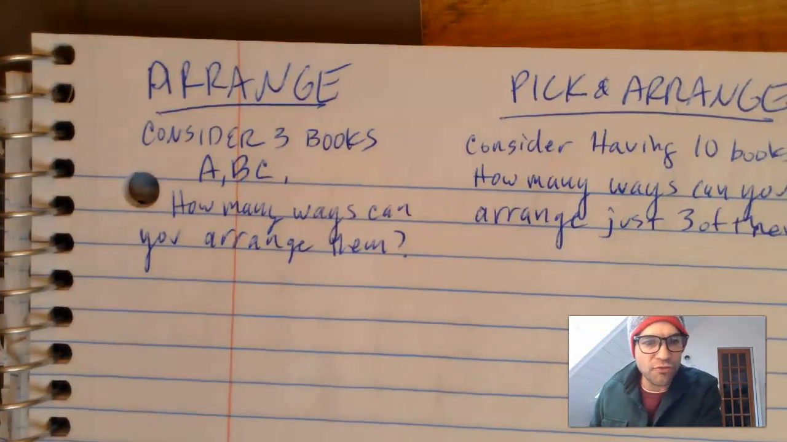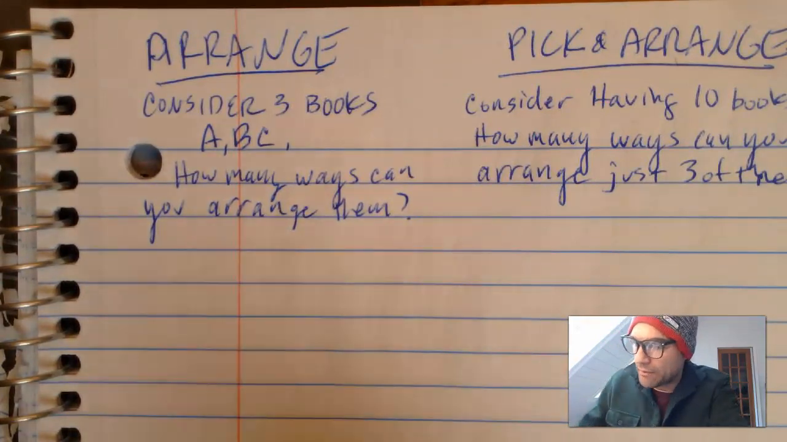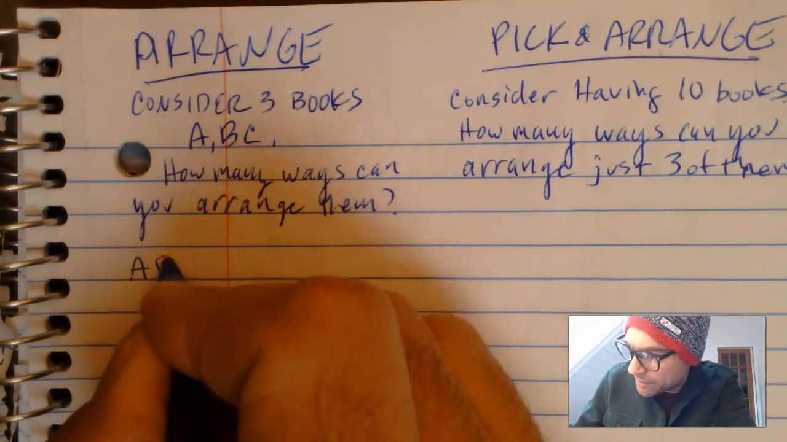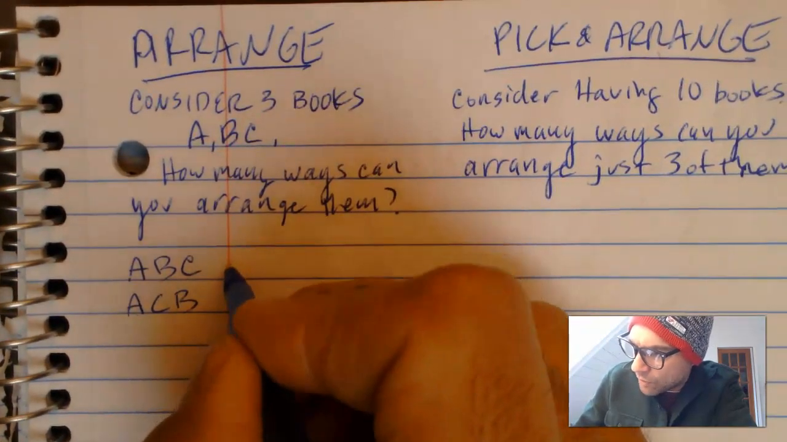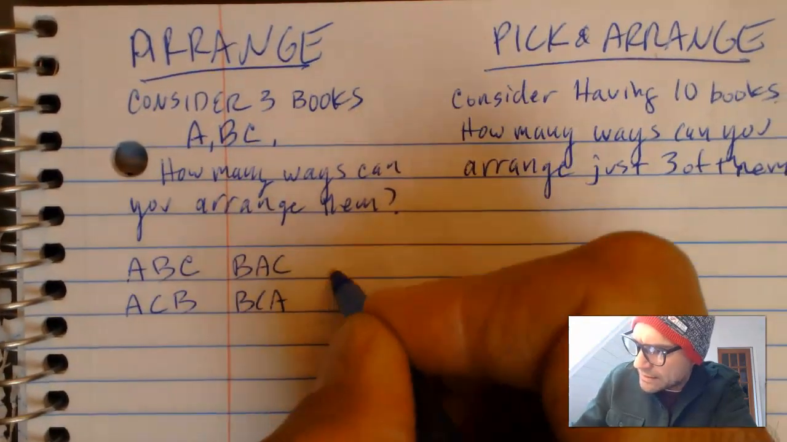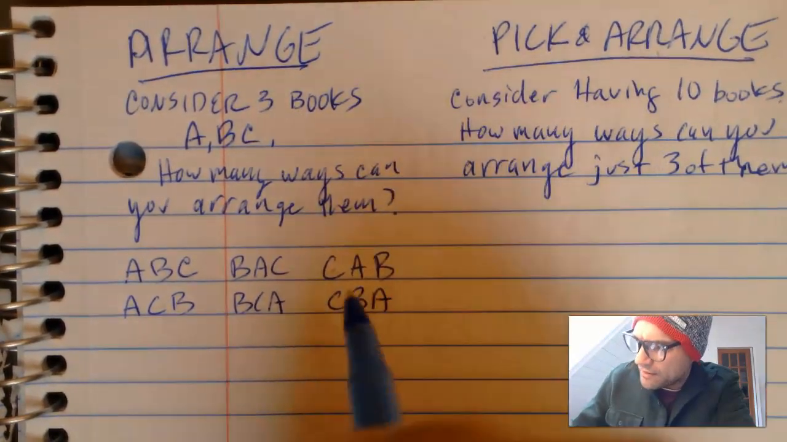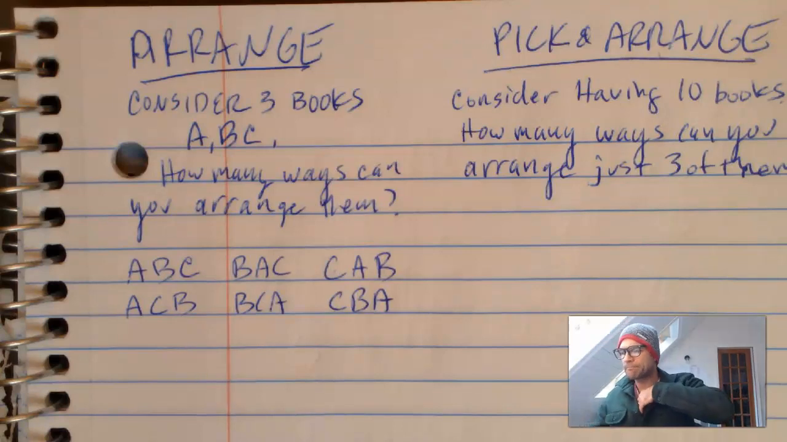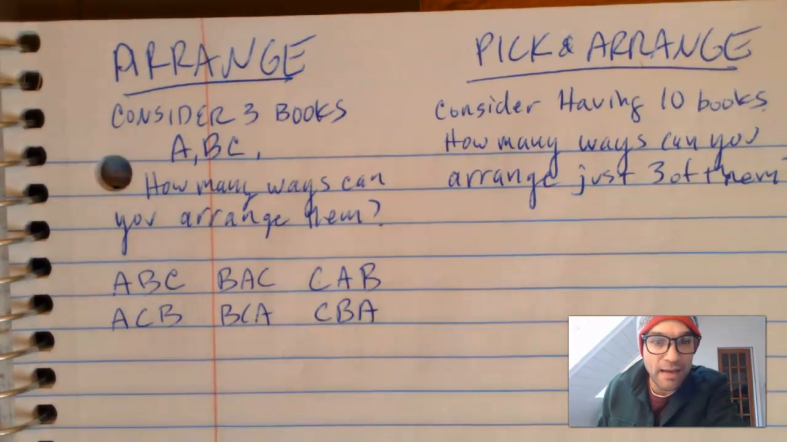I'm going to consider 3 books, and how many ways could I arrange 3 books? Let's see. Well, if the books are called A, B, and C, I could have put them in like this: A, B, C, or A, C, B, or B first, and then B, A, C, B, C, A, or C first, C, A, B, C, B, A. So it looks like there's six. I can't think of any other ways to do it besides those. And how did I come up with those? I just kind of shuffled them around in my head.